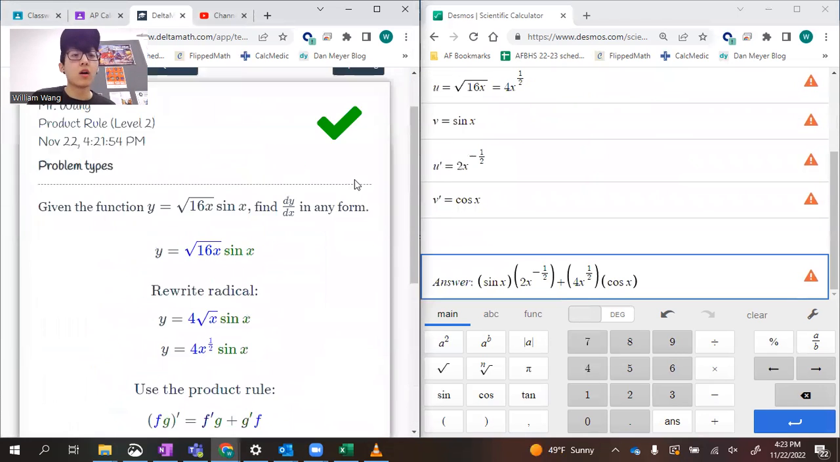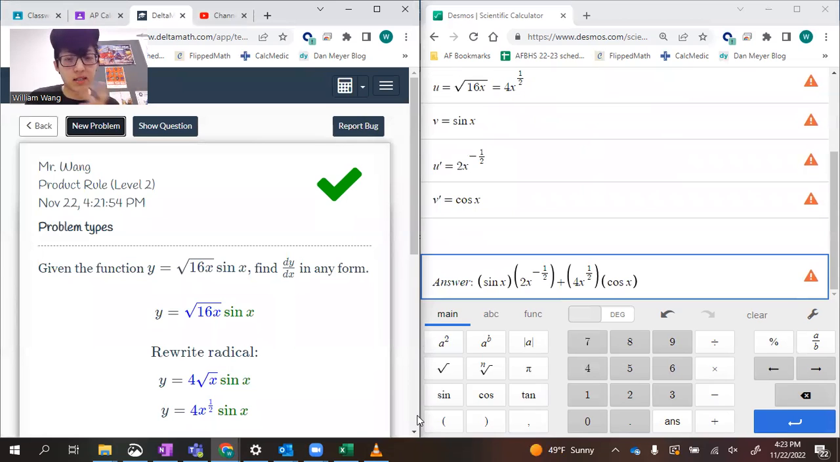Cool. Okay, hopefully these two examples make sense. All right, rewind, do whatever you need to do to make it make sense.